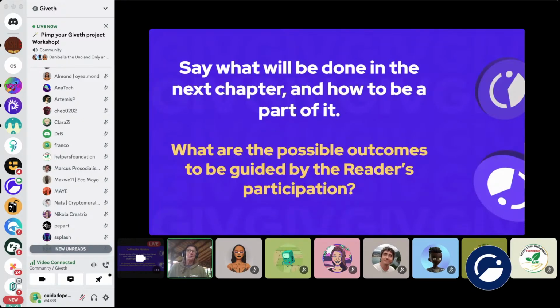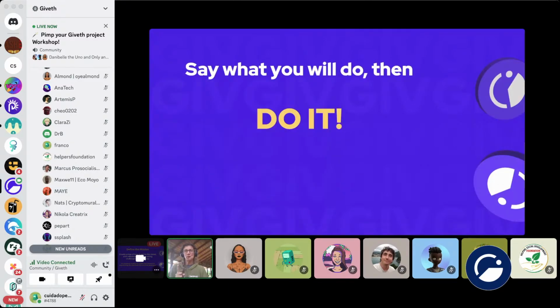This might be a lot that I'm putting out in just a couple sentences here, but it's really important. You want to say what can be done in the next chapter and how the person who's reading it can influence that. Let them see those potential outcomes and contribute to helping get to the one that brings this change in its perfect timing. So say what you will do, and then do it.